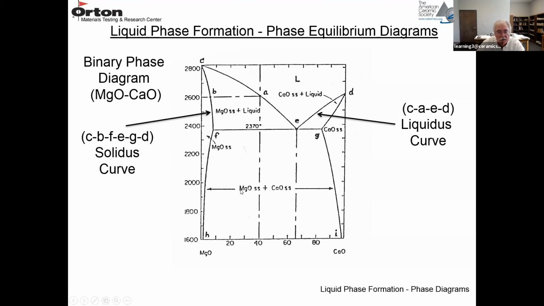Here's a two-phase region, MgO and CaO. So you have the two different phases here, and there's no liquid present. This region on this side is MgO, and SS means solid solution. So it's solid, primarily MgO with a little bit of CaO dissolved into the crystal structure. On the opposite side, you have some CaO solid solution, so there's some MgO dissolved into the CaO crystal structure. They're both the same cubic crystal structure, so there's some limited solid solution. But these regions are completely solid, no liquid.